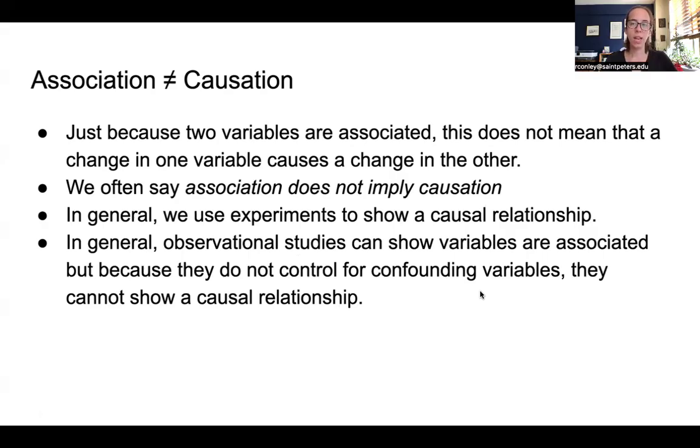When the randomization is performed in an experiment, when people are randomly assigned to the control and the test group, and they don't get to pick which group they're in, that controls for the confounding variables by kind of spreading them out evenly between the different groups. And that's why experiments can be used to show causal relationships, but observational studies cannot.